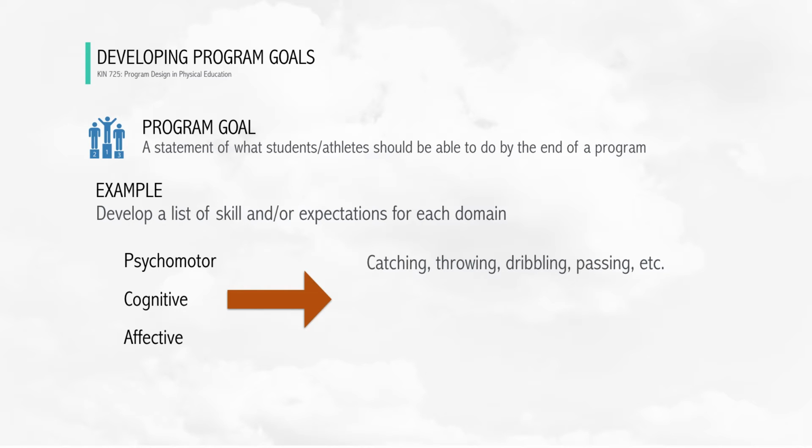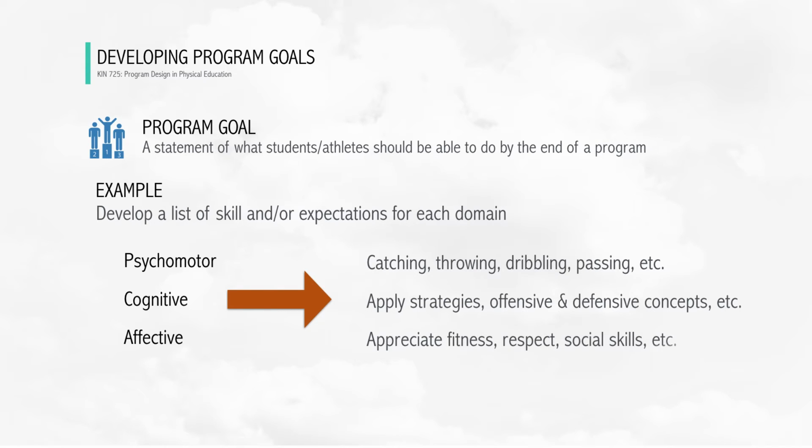Then you'll do the same thing for the cognitive domain: understanding how to apply strategies, understanding offensive and defensive concepts, the rules of sport, explaining how the cardiovascular system works, understanding how the muscular system works when performing a particular exercise. All of these require some level of cognitive development or learning that should take place. Then for the affective domain, an example could include appreciation of physical fitness, developing social skills, conflict resolution, problem solving, engaging in activities outside of school, and anything else that demonstrates an appreciation for the content covered.